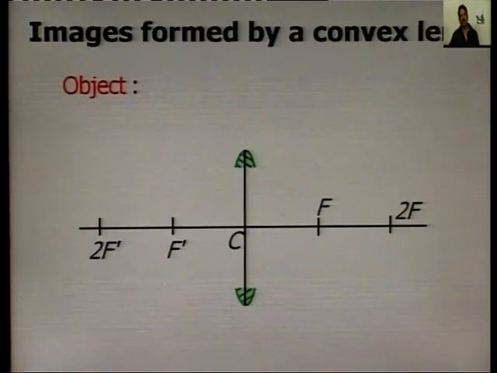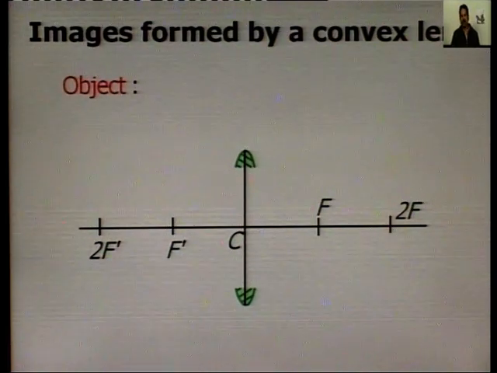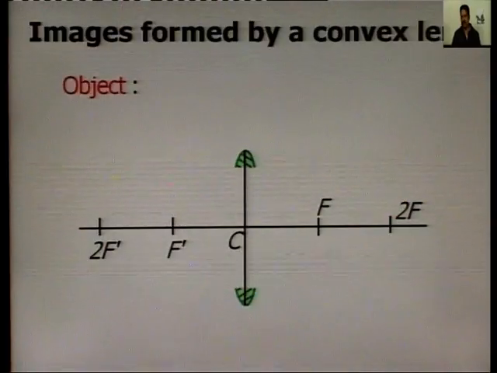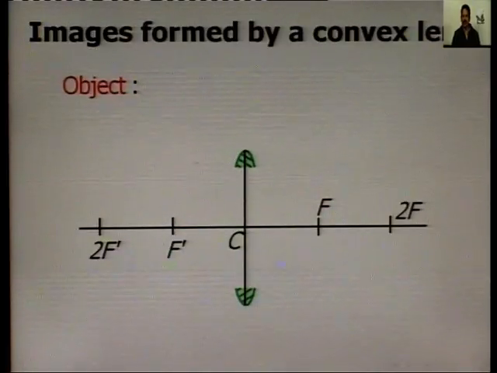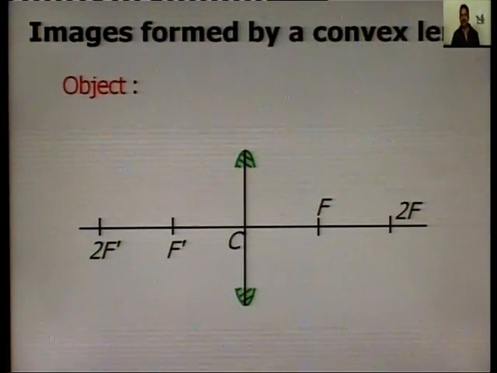Now, let us discuss the images formed by a convex lens for different positions of the object, and we will see that for different positions of the object, the image formed will be of different nature. In some cases it will be magnified, in some other cases it will be diminished, and it will be virtual also in case of convex lens.